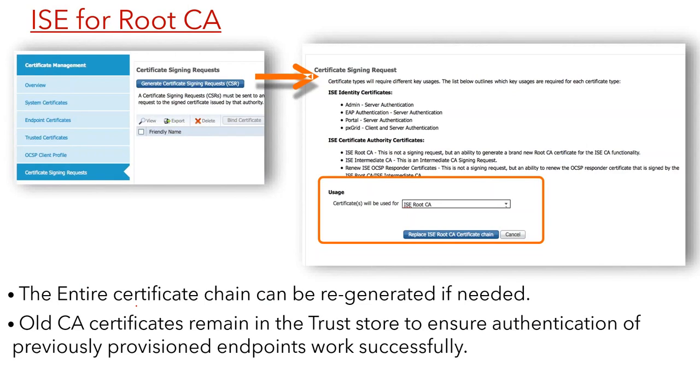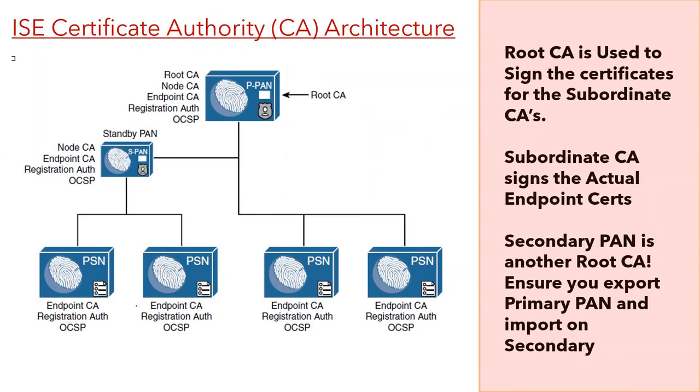Now, two options are there. Either you use ISE as a CA, or you have your own enterprise CA managed somewhere, and from there you want to trust ISE. So that certificate you enroll to the PAN, and from the PAN it goes to all the PSNs.